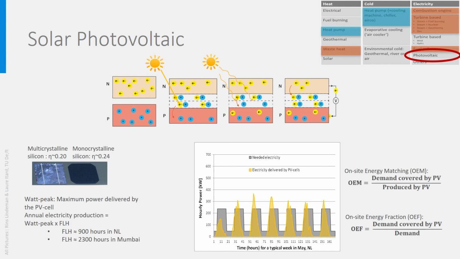The OEF is the on-site energy fraction and is the fraction of the needed electricity that is covered by the PV cells. In the graphic, it is the orange-grey overlapping domain divided by the grey one. When the OEF is 0, the mismatch is complete, and when OEF is 1, all electricity needed by the building is covered by the PV cells. In general, one should try to increase OEF and OEM as much as possible.